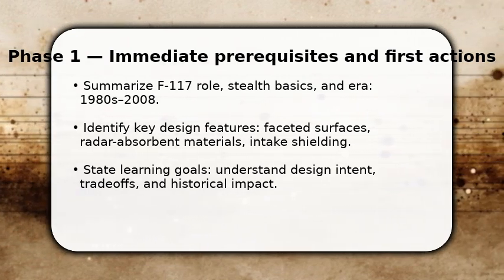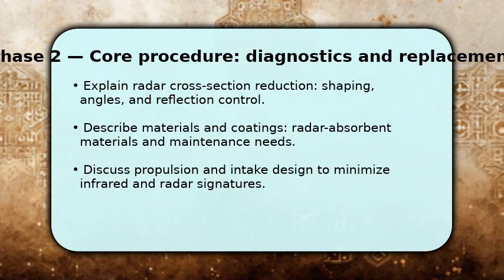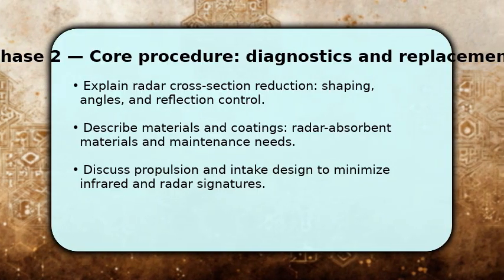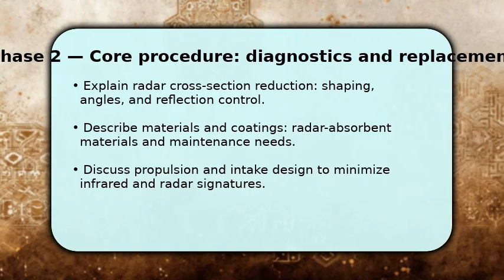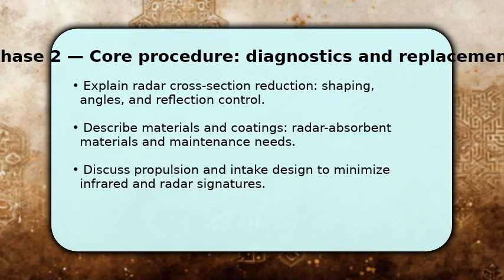You now examine the core how and why of stealth shaping. Start with radar cross-section. Faceted geometry directs returns away from transmitters, and sharp edges reduce coherent reflections. Once done, study radar-absorbent materials and surface maintenance.